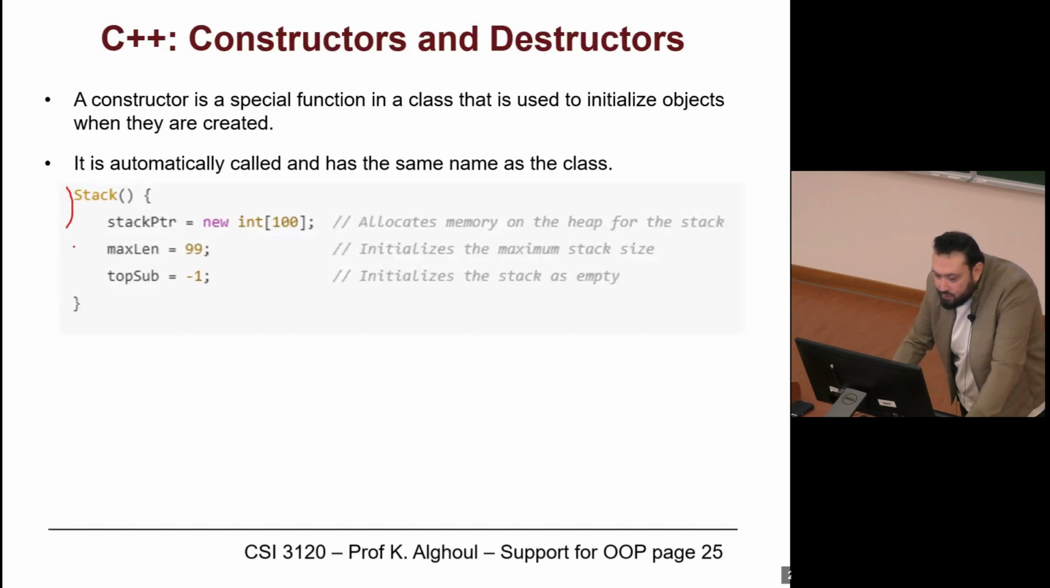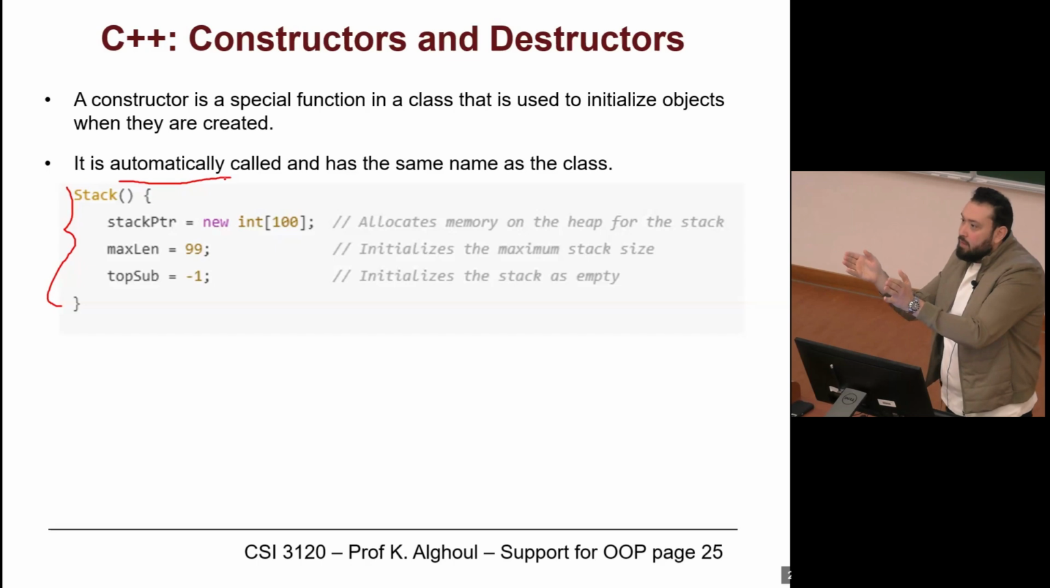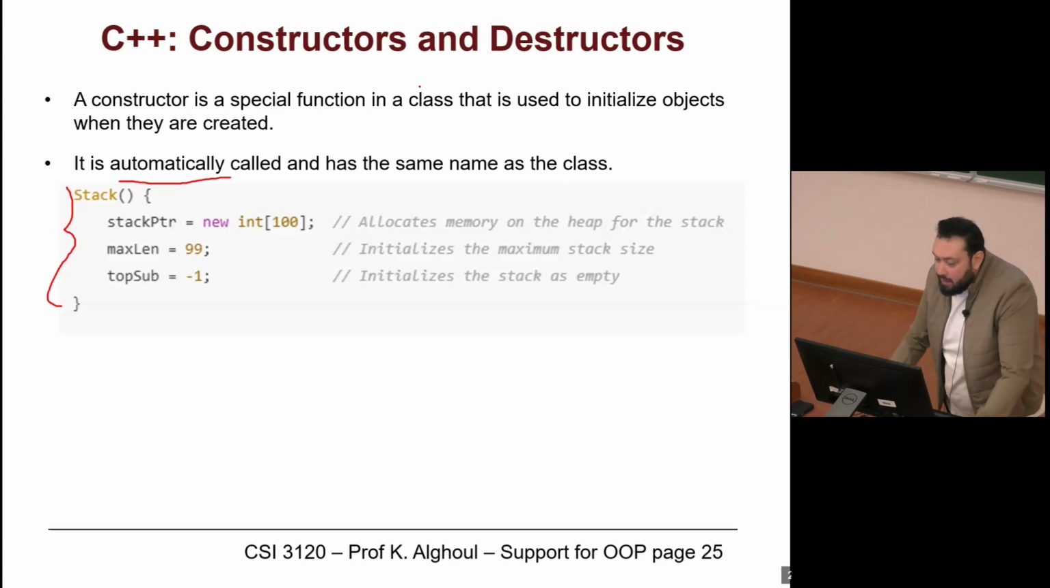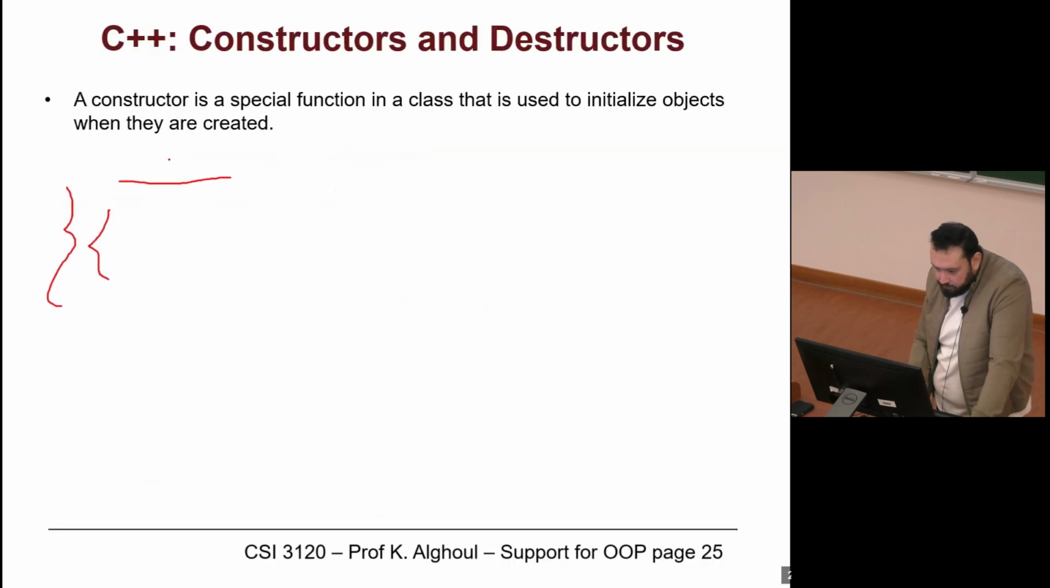Why? Because when you construct, you want to initialize these data members that you have. So that's my initialization. Now, a constructor is a special function in a class that is used to initialize objects when they are created, and it is automatically called. So you don't call the thing. Whenever you just create the object, you said stack equal my stack, then it is automatically called. In this case here, because this is a stack pointer, we have a pointer. So what's going to happen?